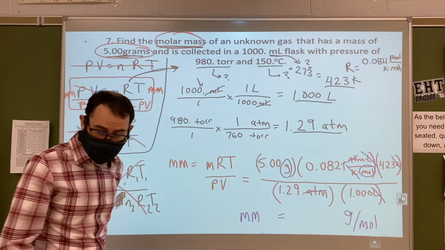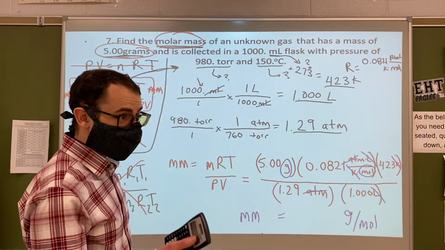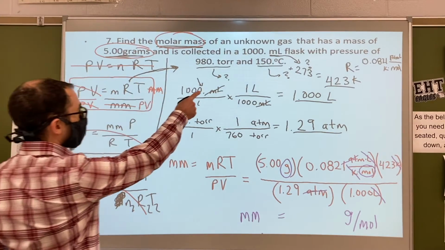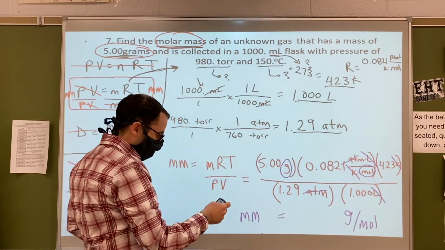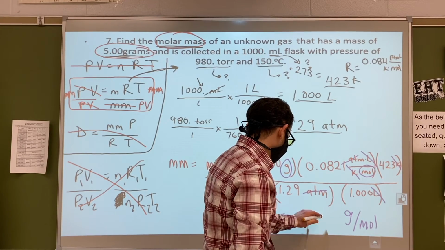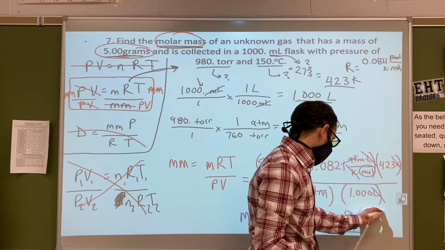All right, let's plug this in our calculator and see what we get. Cool. Yeah, I did too. 134.6. Let's talk sig figs. It looks like 3 is the least number of sig figs we have, so I'm going to round it to 135. 135 grams per mole.